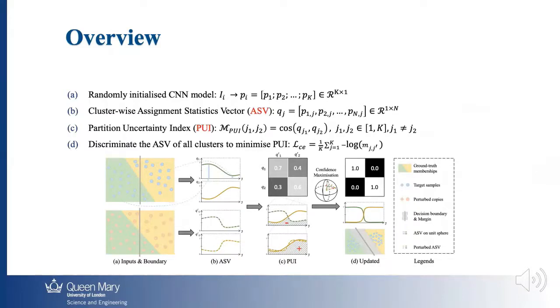Given a set of unlabeled imagery data, we first feed them into a randomly initialized convolutional neural network to get the assignment probabilities of samples, and then we describe each cluster by an assignment statistic vector, denoted as ASV here, which is determined by the probability it contains every sample. With such cluster-wise description, we then compute the partition uncertainty index, or PUI, between two clusters by the cosine similarity of their representations. The learning objective is then to minimize the PUI between every cluster pair, so as to maximize the partition confidence and improve the semantic plausibility of the final solution.